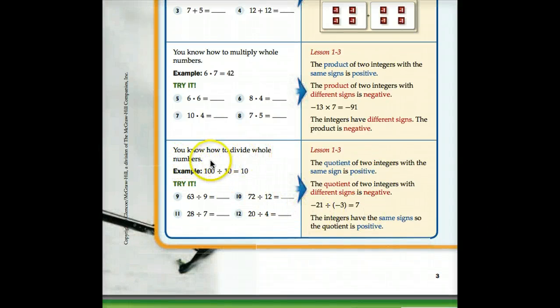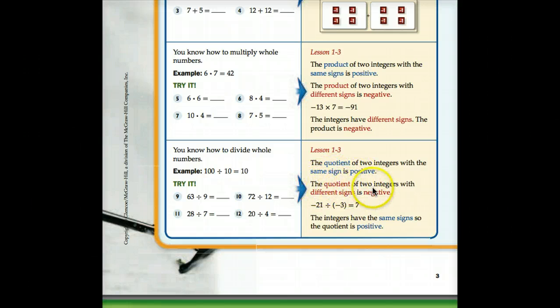You know how to divide whole numbers. For example, 100 divided by 10 is 10. So again, I want you to pause the video, work these 4 problems, compare your answers with each other, and check your answers with a calculator if necessary. Awesome job. In Lesson 1-3, we're going to be learning that the quotient, do we know what a quotient is? Let's look over here for some kind of clue. What operation do you think we're performing when we're talking about a quotient? You're right, we're dividing.